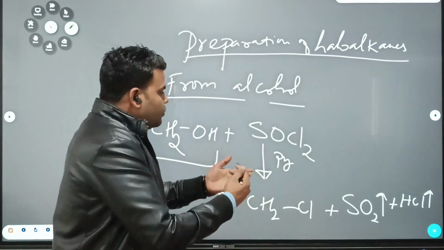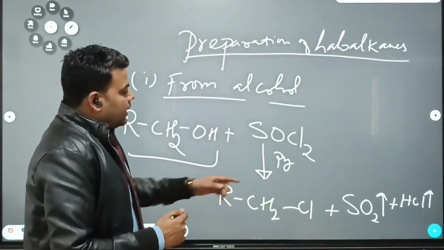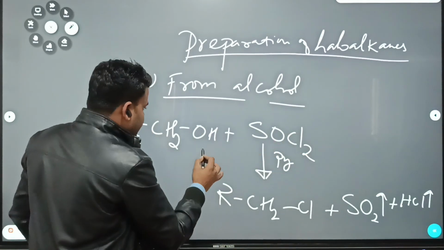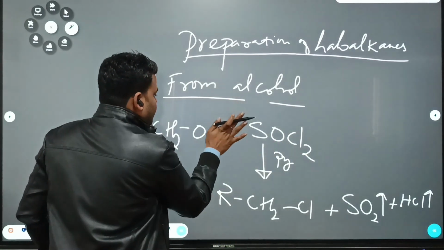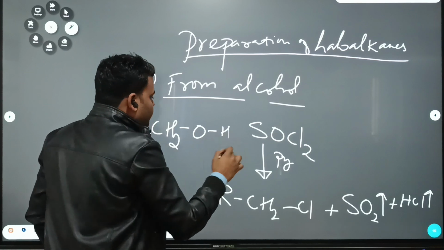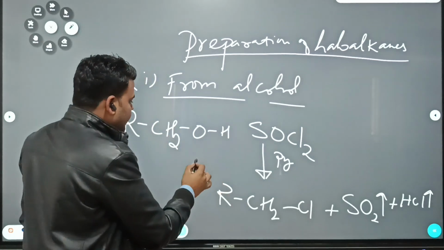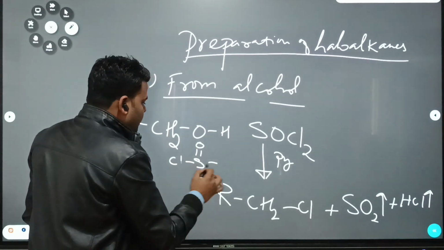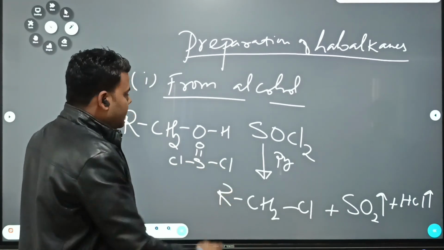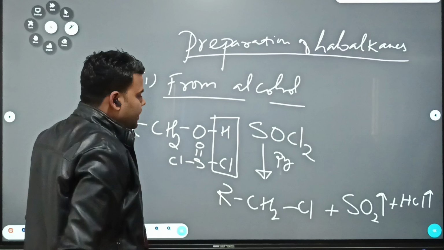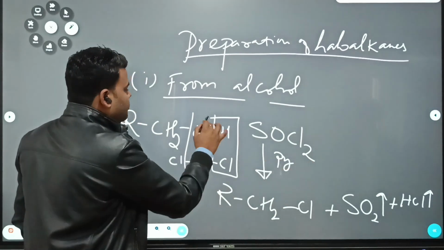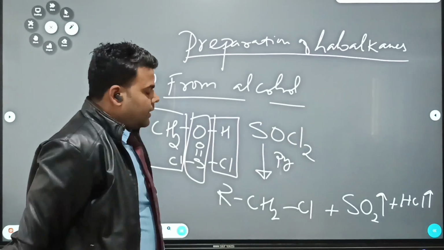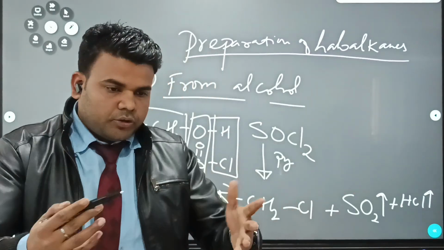Now how do we get the correct product and byproducts by the shortcut method? Basically, we have to write down the alcohol structure in this format, and we have to write down thionyl chloride in this format. So we can eliminate this one as HCl, we can eliminate this one as sulfur dioxide, and we can eliminate this one as a haloalkane. This is the shortcut method.